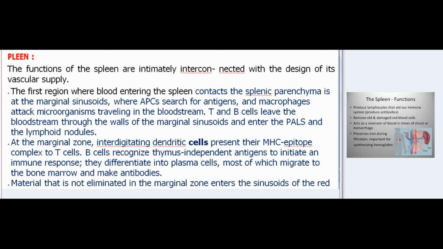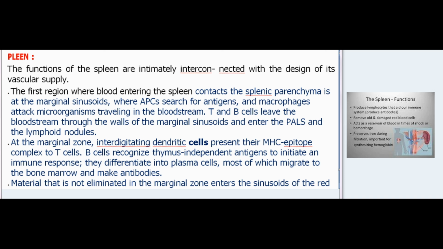T and B cells leave the bloodstream through the walls of the marginal sinusoids and enter the PALS and the lymphoid nodules. At the marginal zone, interdigitating dendritic cells present their MHC epitope complex to T cells. B cells recognize thymus-independent antigens to initiate an immune response. They differentiate into plasma cells, most of which migrate to the bone marrow and make antibodies.